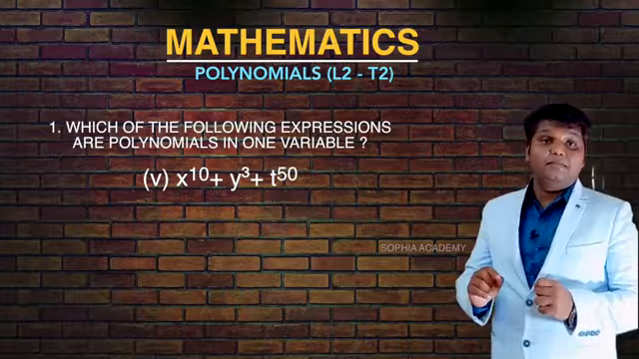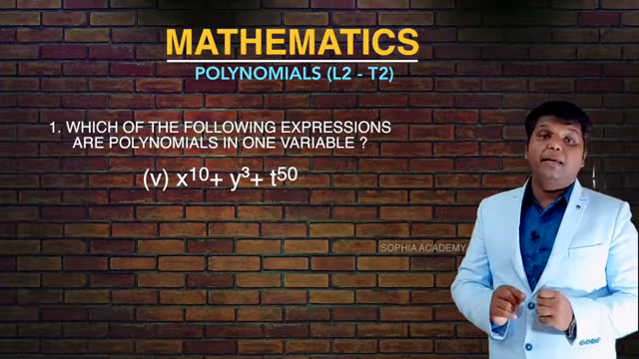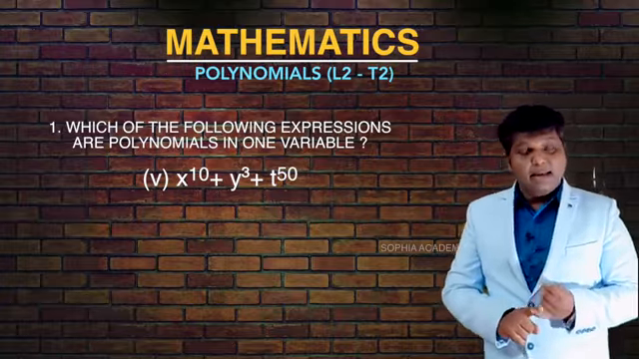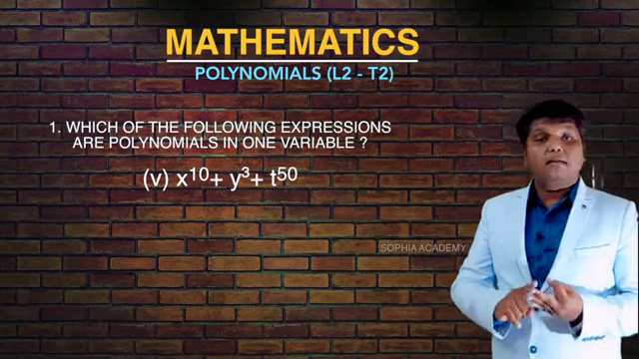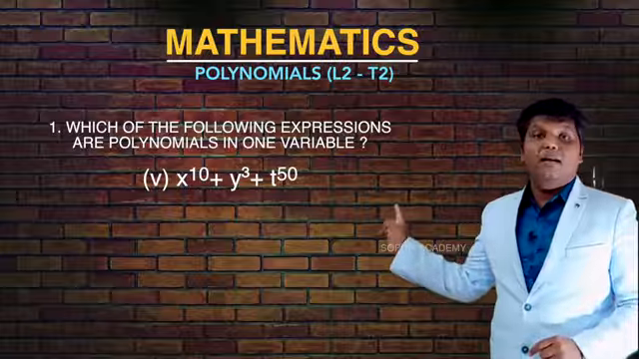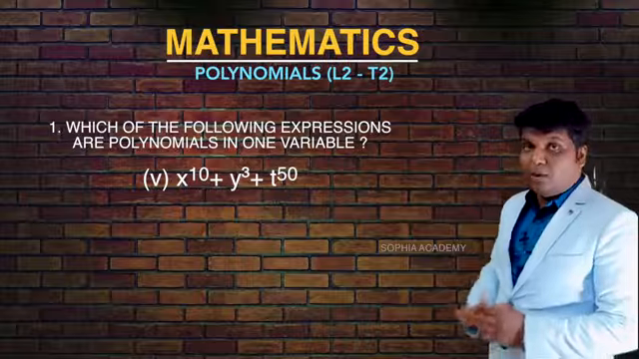And each term, the power of each term should be a whole number. Here you can see in the first term the power is 10. In the second term the power is 3. In the third term the power is 50. All things are whole numbers, so it's okay. It's a polynomial. But as per our question, what was our question?